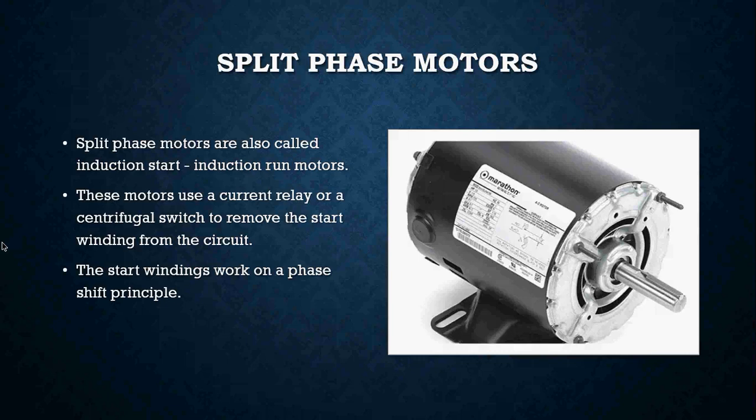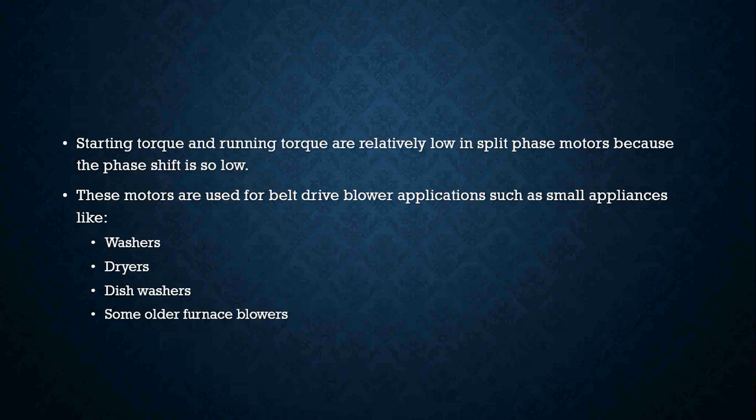These motors use a current relay or a centrifugal switch to remove the start winding from the circuit. Now remember, we're talking about a split phase motor. A shaded pole motor only has one winding in it. That's going to be the run winding. Split phase motors are going to have both. They're going to have the start and the run winding in there. Okay, the start winding works on a phase shift principle. The starting torque and running torque of these guys is relatively low in split phase motors because that phase shift is so low.